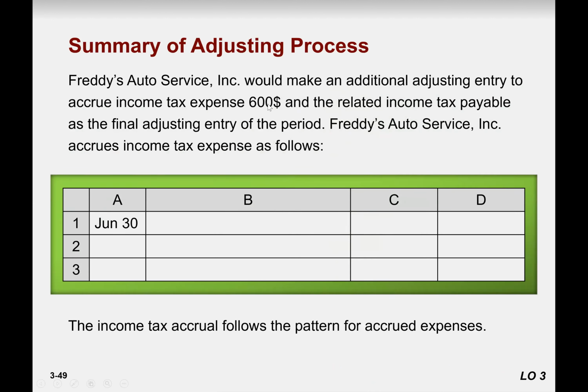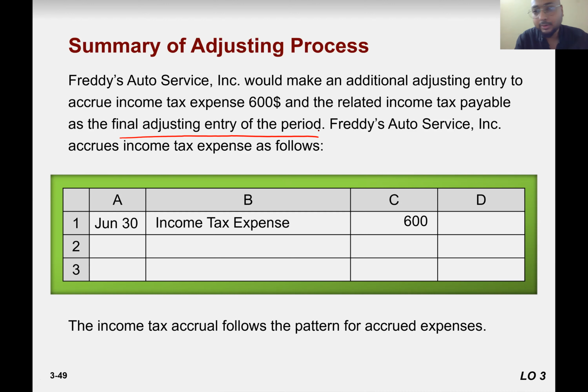So we are now applying all those adjusting entries to our illustration here. Okay, let's go for this illustration. So Friday's Auto Service Incorporation would make an additional adjusting entry to accrued income tax expense 600 and the related income tax payable as the final adjusting entry for the period.